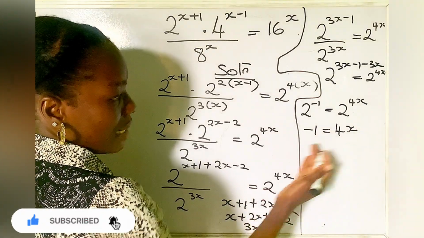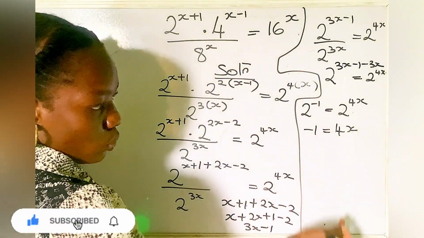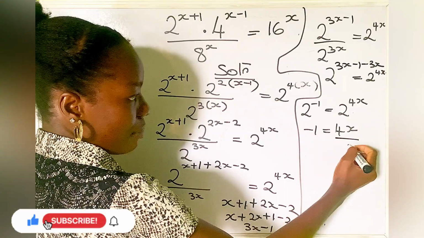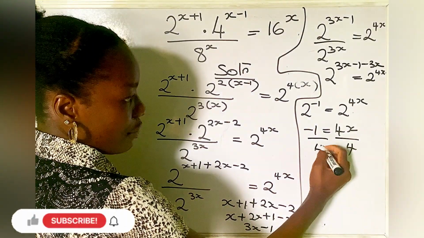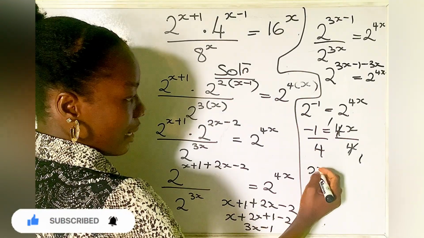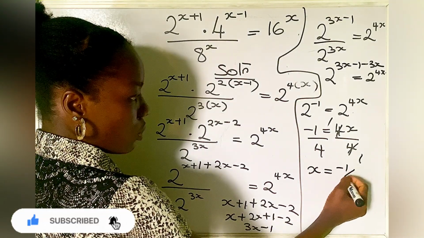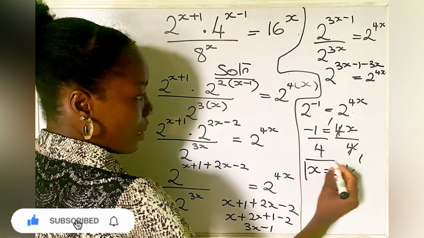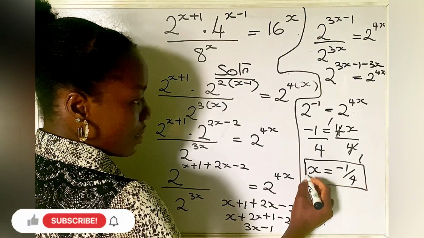Now we're looking for the value of x, so we divide both sides by 4. Divide here by 4, divide here by 4. The 4 cancels here, 1, and 4 here, 1. So we have that x is equal to minus 1 over 4 as our answer. All right, so this is our answer for x.